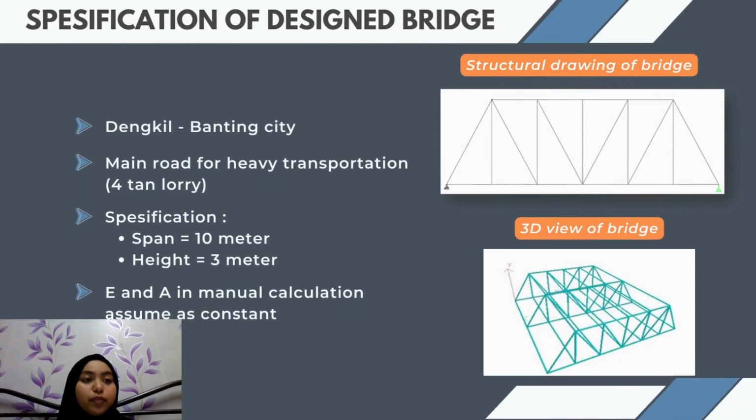In this project, we have made a bridge with some specifications for its function, which is to act as a bridge that connects Dengkil to Banting City, as it is a main route for heavy transportation such as lorries. The specification for the bridge is: the span is 10 meters, and the height of the bridge is 3 meters, as the common limit under a bridge at the roadway in a semi-urban city is 2 to 3 meters. In the manual calculation part, the Young's modulus E and the cross-section area A are assumed to be constant.